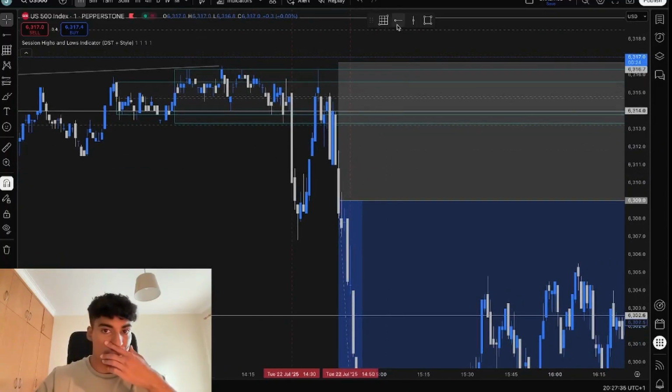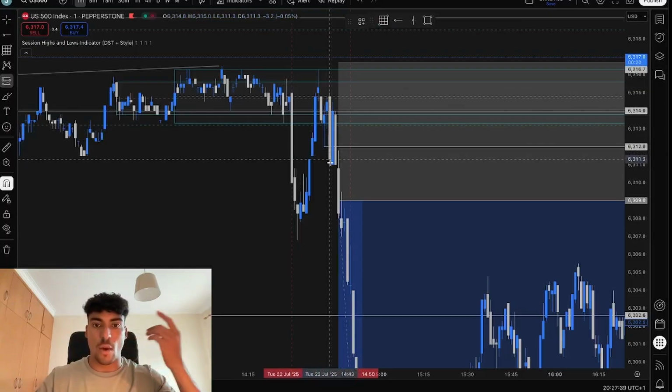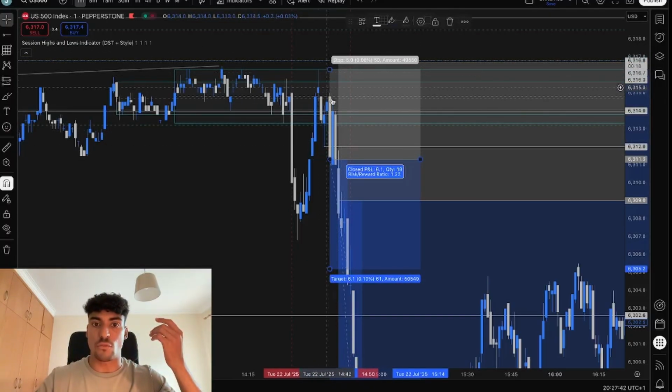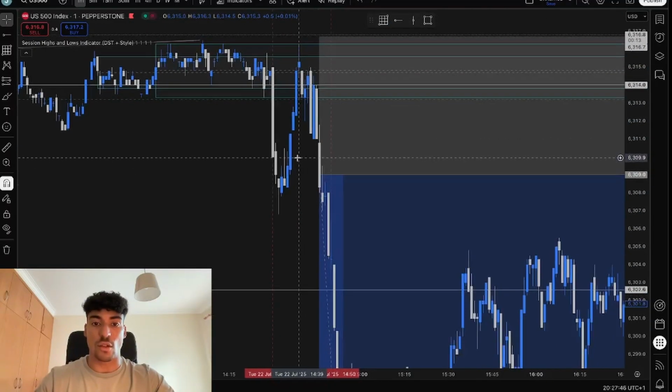Ideal entry would have been on this 1 minute breakout structure right here. Boom, enter on that right here. Why did I not enter on that? Because I wasn't thinking of trading pre-macro, but because my bias was so strong, I actually traded pre-macro. Where did I trade? On this 5-minute break of structure.